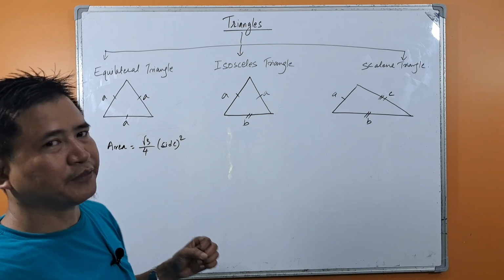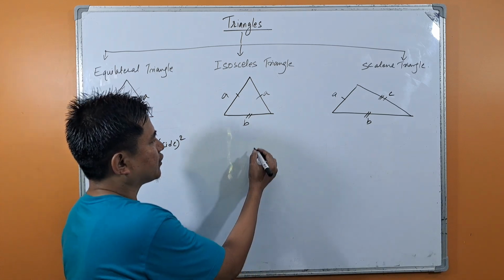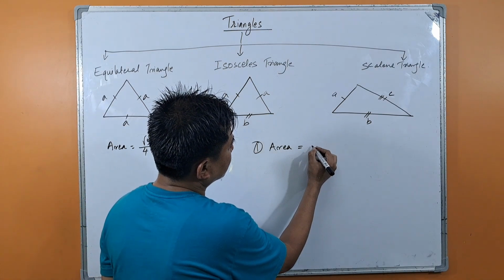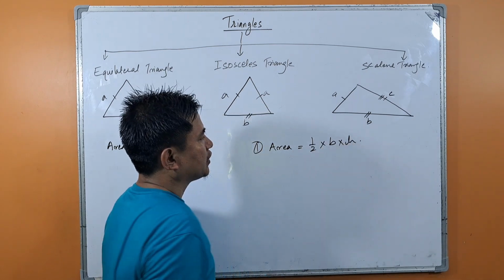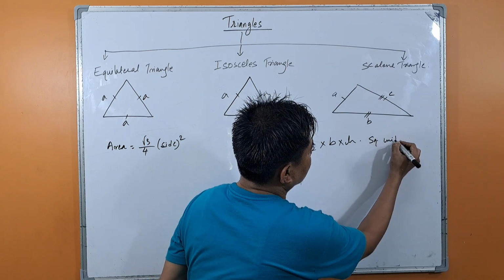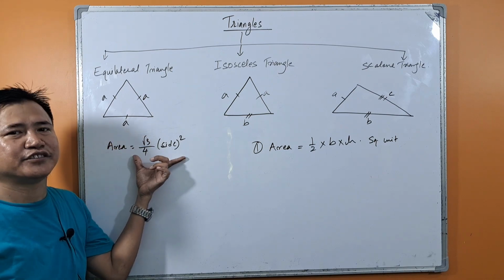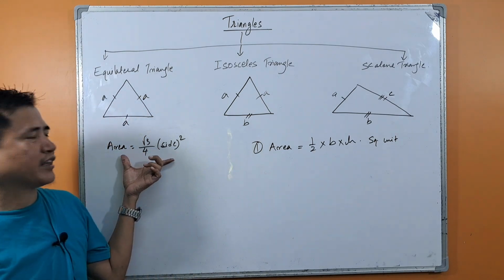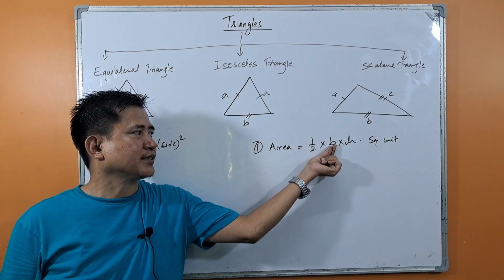Basically, to find the area of a triangle we use two types of formula. The first one is: area of a triangle is given by half into base into height. Using this formula we can find the area of all these three types of triangle. For an equilateral triangle we usually use the other formula, but with this formula we can also find the area of an equilateral triangle. In this case, we should have the base and height.